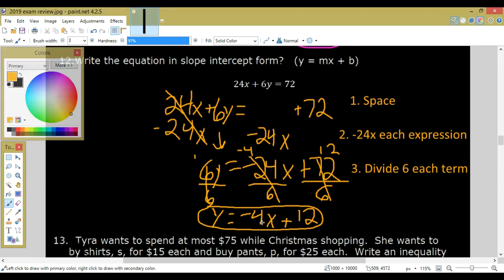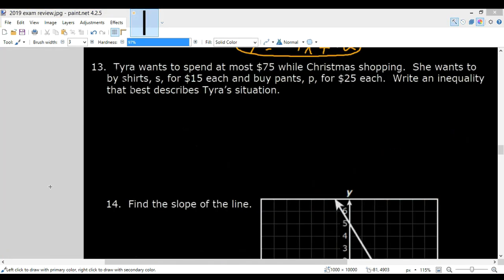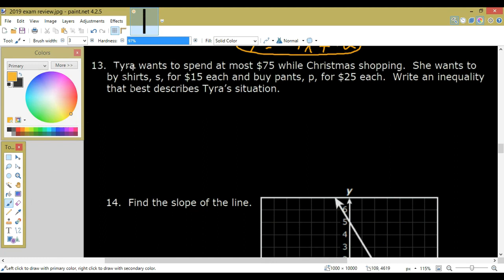Where our slope is negative 4 and our y-intercept is 0, 12. 13. Tyra wants to spend at most $75 while Christmas shopping. She wants to buy shirts S for $15 each and buy pants P for $25 each. Write an inequality that best describes Tyra's situation.